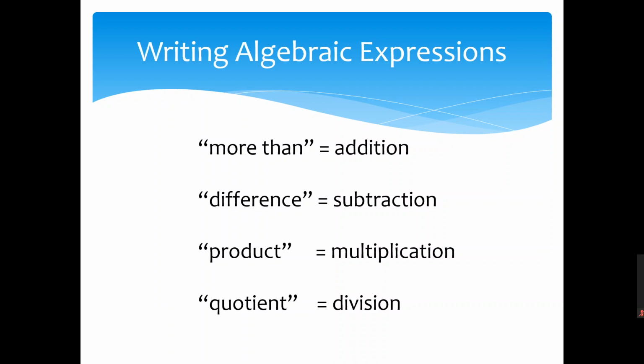Whenever we are writing algebraic expressions, taking them from words into expression format and number format, we have some key words. More than is addition, sum means addition, and so forth. Difference or minus or less than, those all mean subtraction. Product or times is going to mean multiplication, and quotient is division. And now again, these two are important. The order matters. These two, order does not matter.